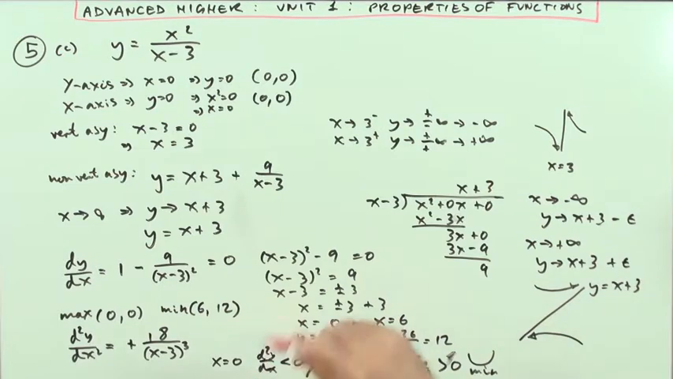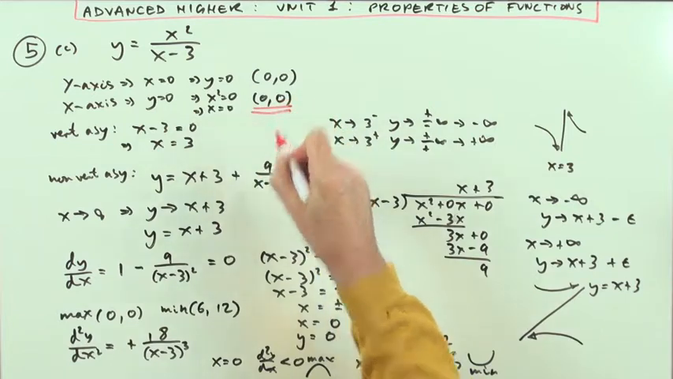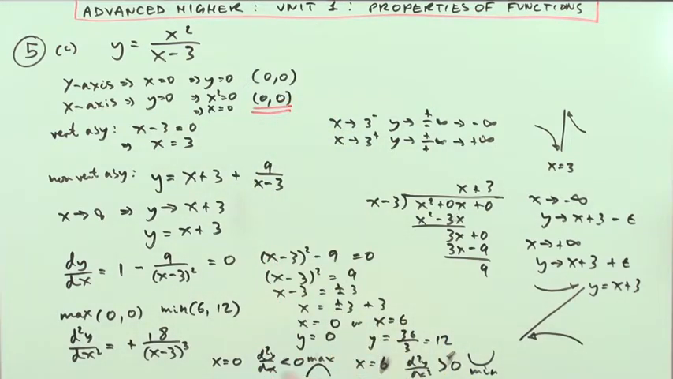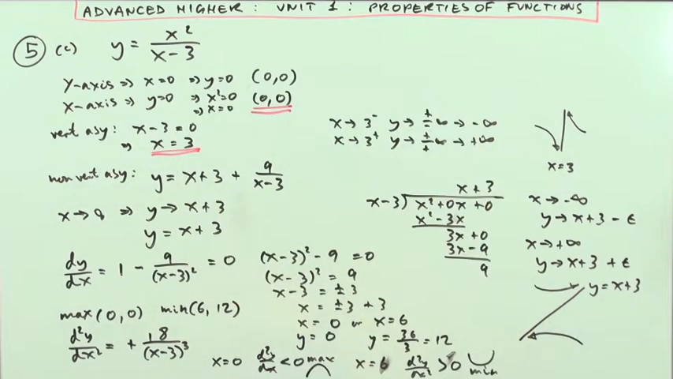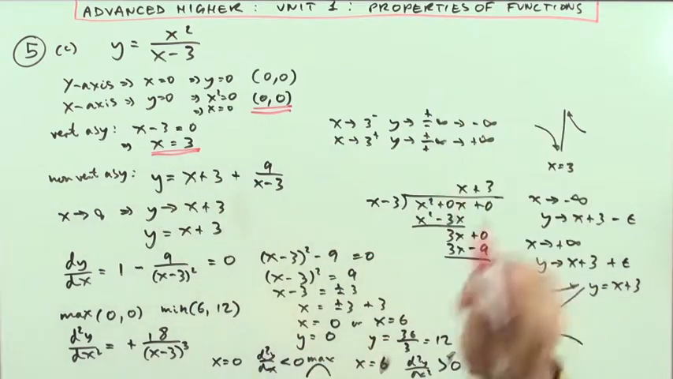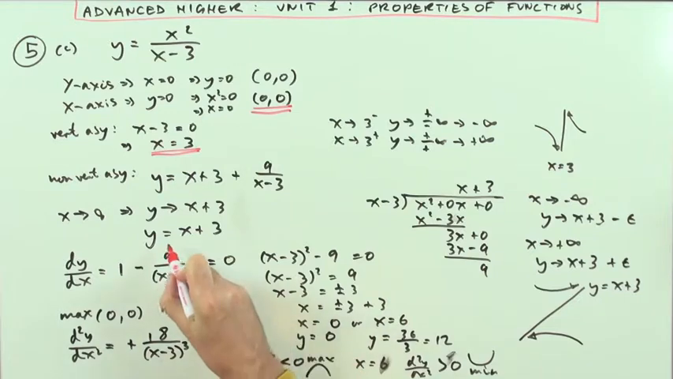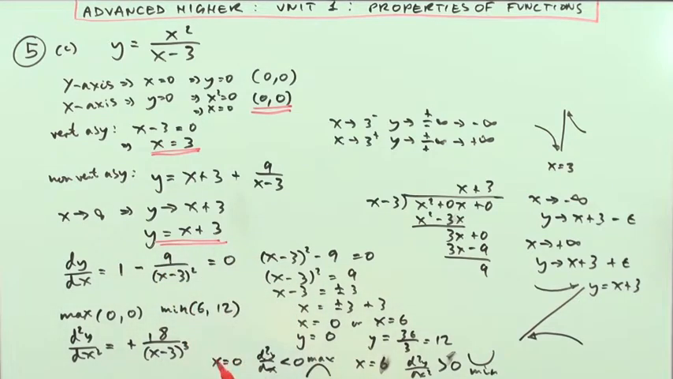First of all, what did I find? I've got the intersection with the axis, only crosses once at the origin. I've got the vertical asymptote. That was the line at x equals 3. That's when it all goes wrong and it goes off to infinity. I've got a non-vertical asymptote, y equals x plus 3. Turning points, yes, there was a maximum at the origin and a minimum at 6, 12. I've got the approaches over here.